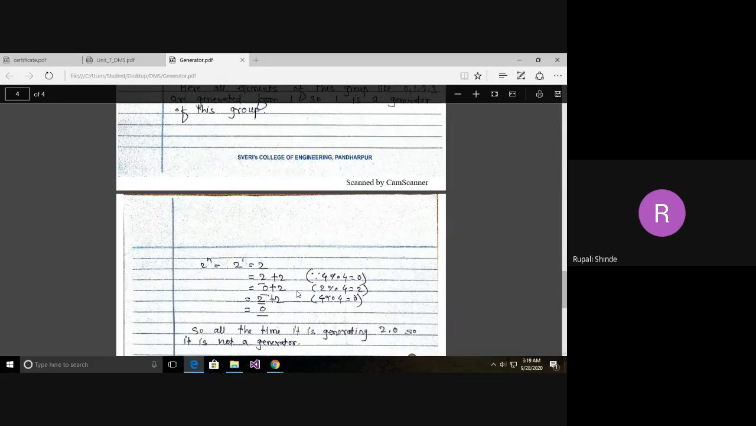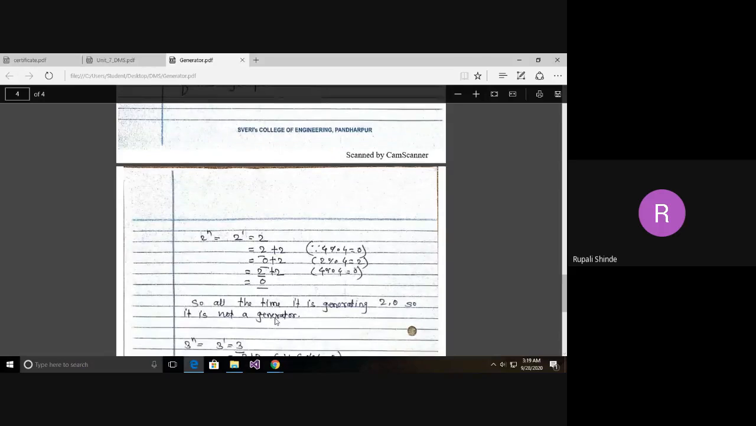0 plus 2, again we get 2. Again we take the modulo division with 4, 2 mod 4. The result is 2. Again 2 plus 2 is 4. 4 mod 4 is 0. Means what? All the time we will get the sequence 2, 0, 2, 0 likewise. So it is not possible to generate all elements of this group from element 2. That's why 2 is not called a generator of this group.